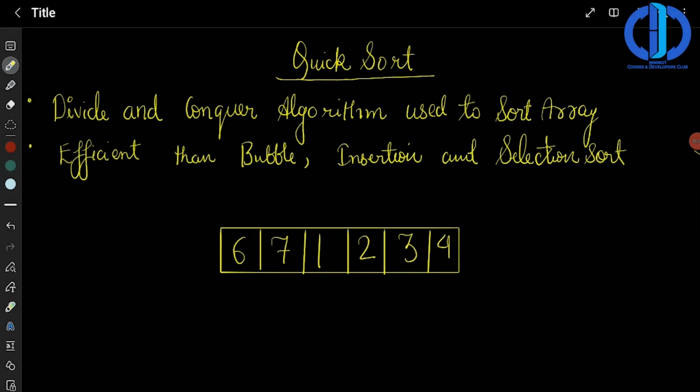The quicksort algorithm is a divide and conquer algorithm used to sort an array. It is more efficient than bubble sort, insertion sort and selection sort.